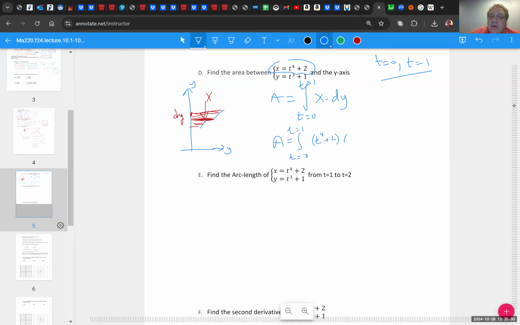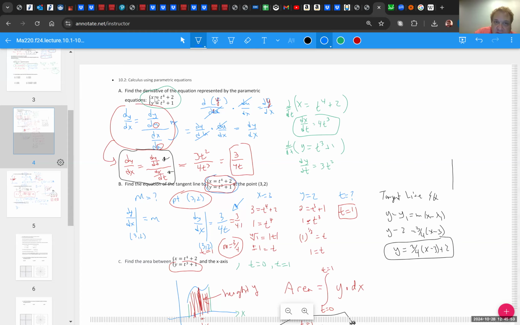We know what the first derivative is. The first derivative we did before, so dy/dt, if you remember, I think it was on the previous page. Yeah, on the previous page. It asks us to find the derivative of the equation represented by these parametric equations. So it's the same parametric equations for all the examples in this particular video. So we got 3t squared for our dy/dt over 4t cubed for our dx/dt, and that came out to be 3/4 t. So our dy/dx was 3 over 4t.